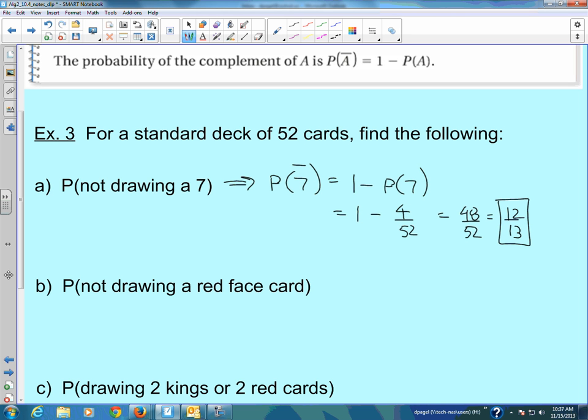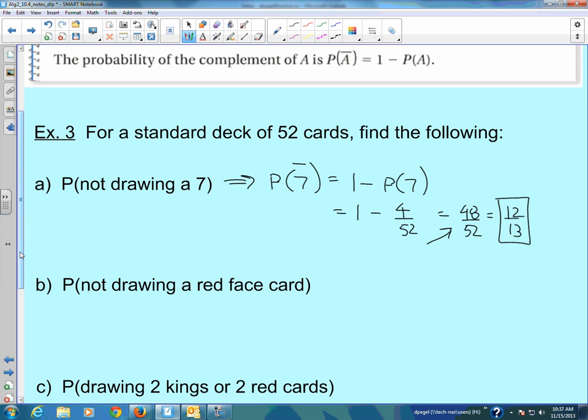The probability of me not drawing a 7. Yes, you can do these problems without the use of the 1 minus. Probability of not drawing a 7 again is saying what's the probability of drawing any other card. And so we know there are 48 cards that are not 7s. And there's that number, 48 of the 52, which reduces to 12 over 13.